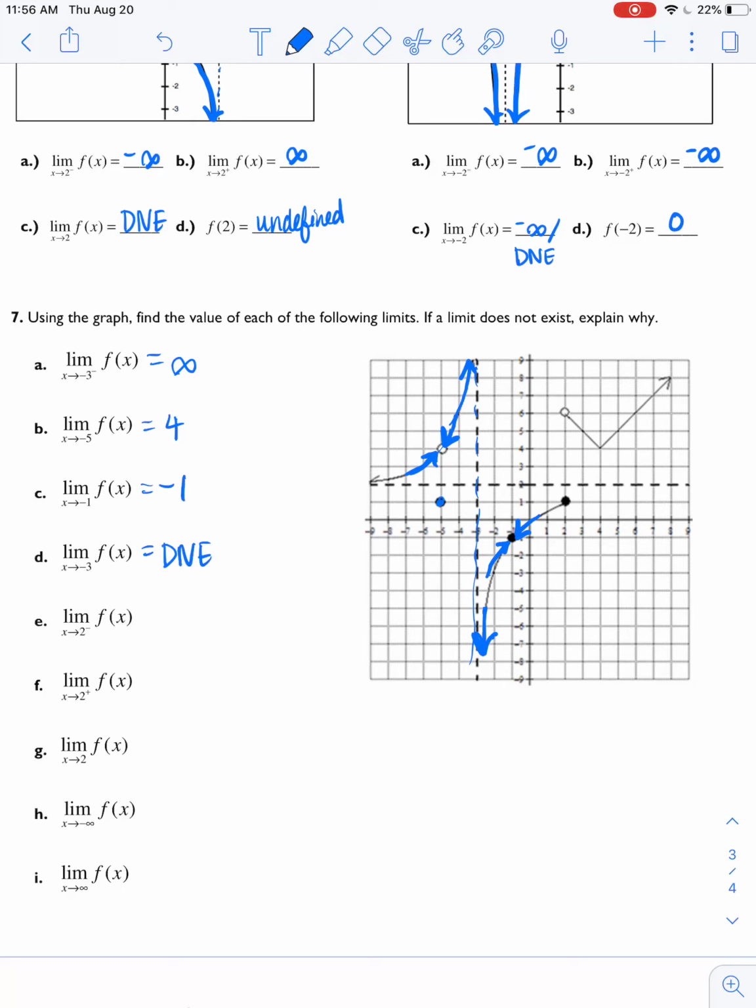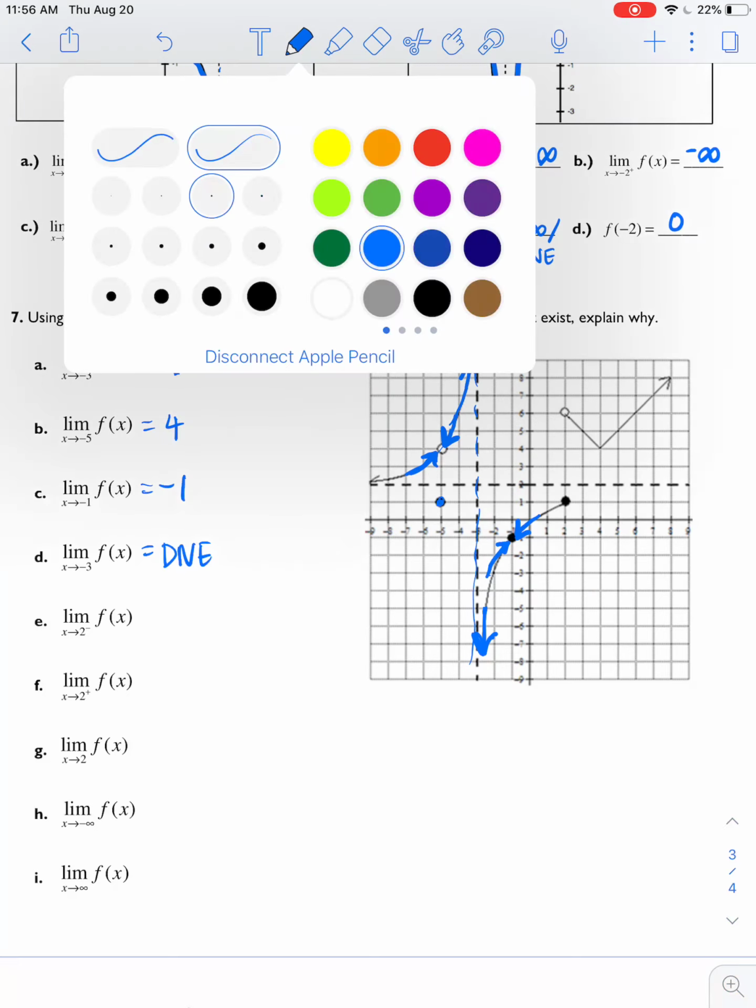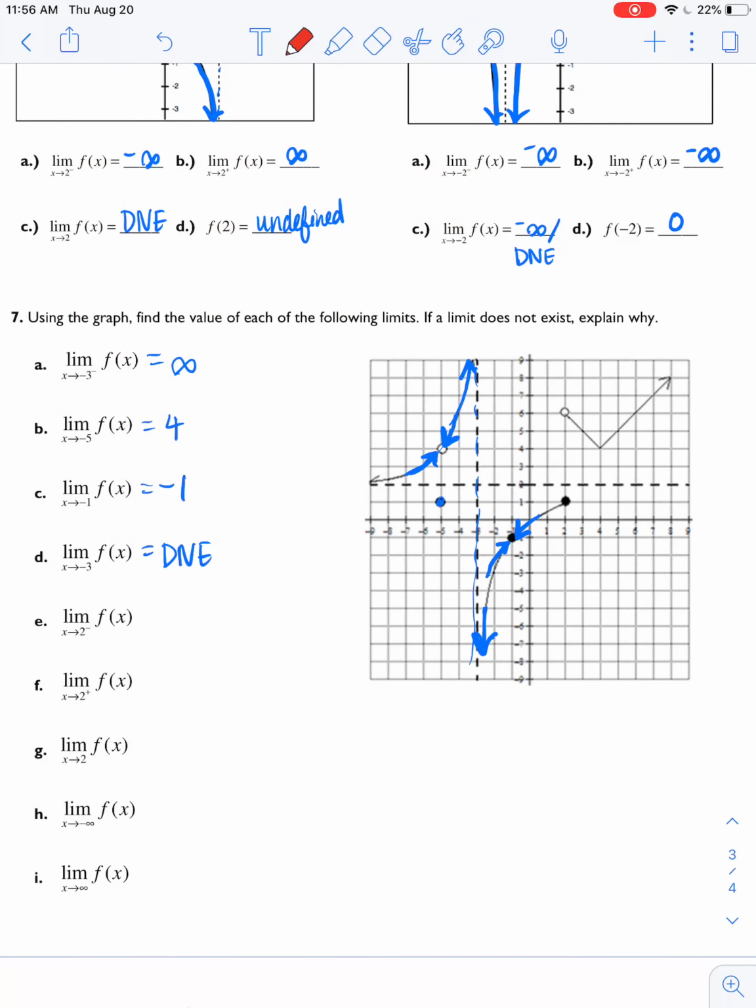For E, limit as x approaches 2 from the left. 2 from the left is approaching 1. 2 from the right, I'm up on this other piece. That is approaching 6. So the limit as x approaches 2 does not exist, since the limit as x approaches 2 from the left of f of x does not equal the limit as x approaches 2 from the right of f of x.